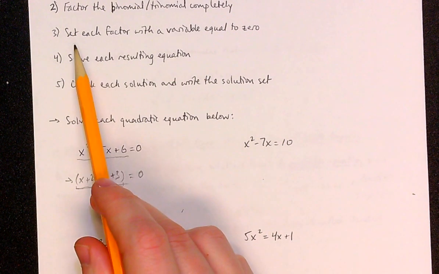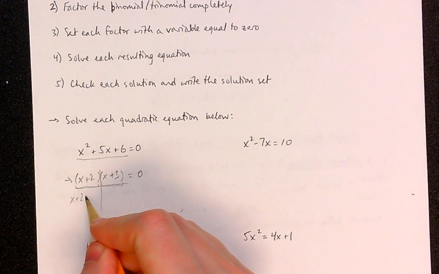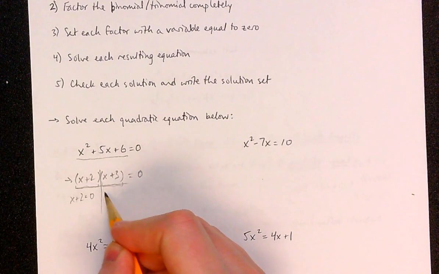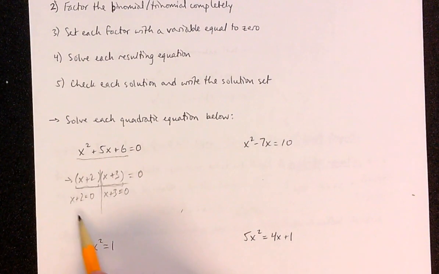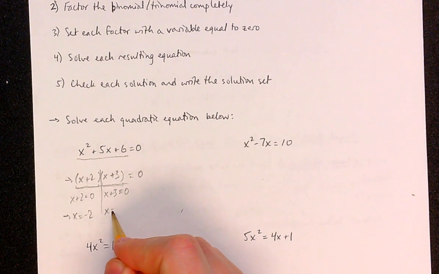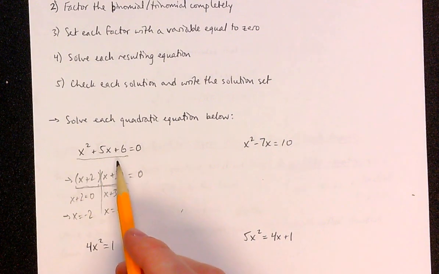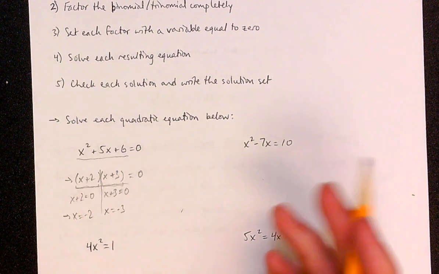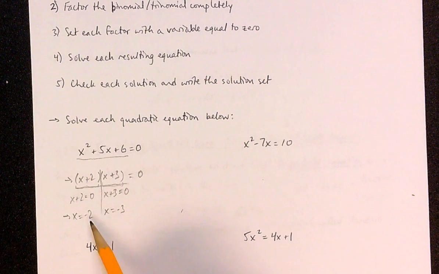And now, step 3 here, we're setting each factor that has a variable equal to 0. So this has a factor, so that's being set equal to 0. This has a factor, so that is being set equal to 0 as well. And now we just solve for x in each of these cases. And it's straightforward to find that x is equal to -2 there, and x is equal to -3. Now you can check, take each of these numbers, substitute back into the equation as given, and you will find that the left and right hand sides are the same. Each of these x values does indeed make that thing equal to 0.